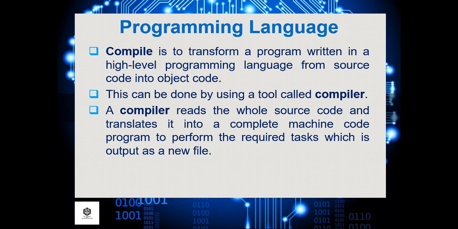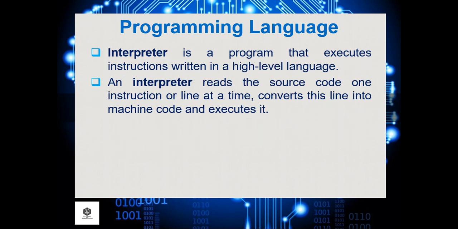A compiler reads the whole source code and translates it into a complete machine code program to perform the required task, which is output as a new file. While the interpreter is a program that executes instructions written in a high-level language. An interpreter reads the source code one instruction or line at a time, converts this line into machine code, and executes it.